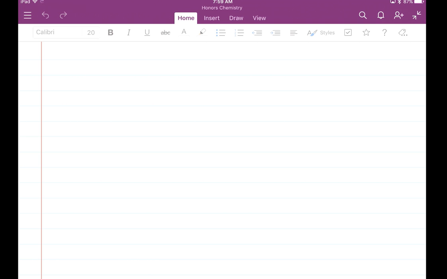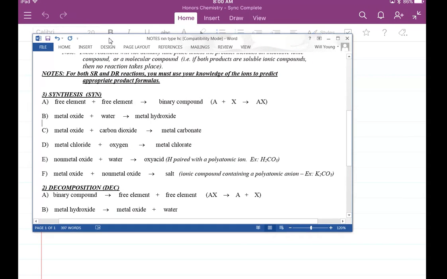So today we're going to talk about synthesis reactions, which is, if you have your notes sheet, the third reaction type on the sheet, synthesis. And we're going to go through these kind of one by one and give you examples and then see if you can complete a reaction and balance it yourself. So we're going to start with A, free element plus free element gives us a binary compound.